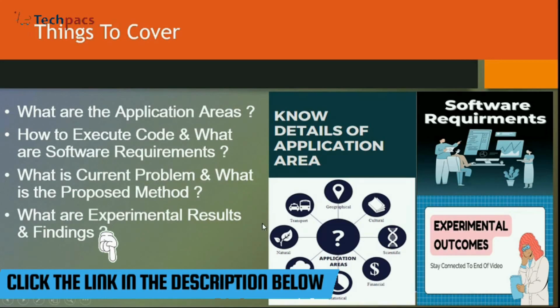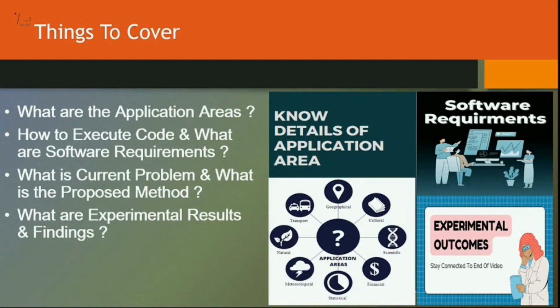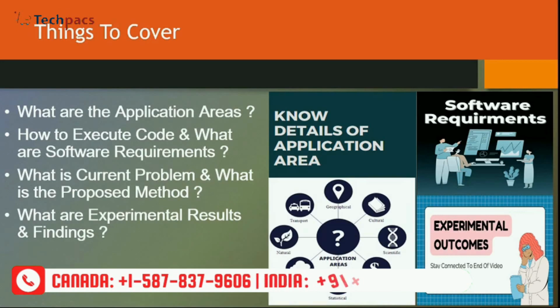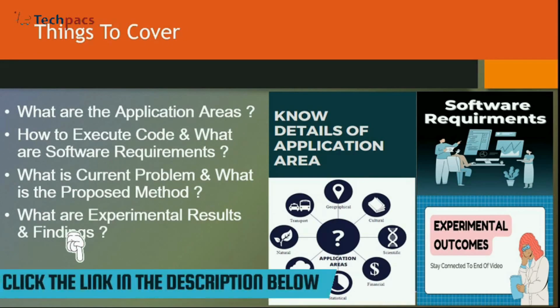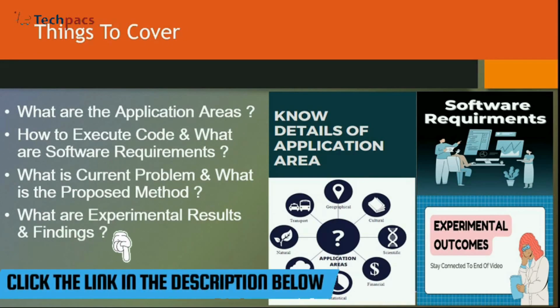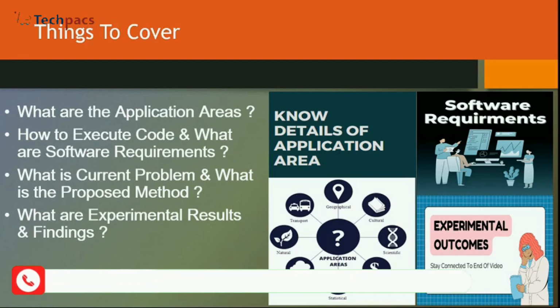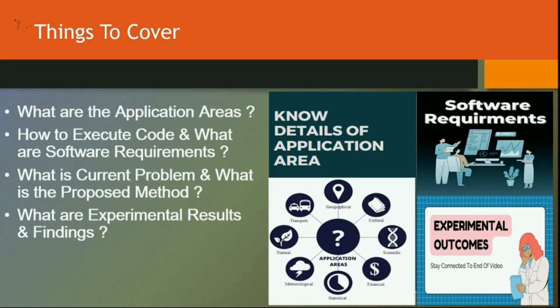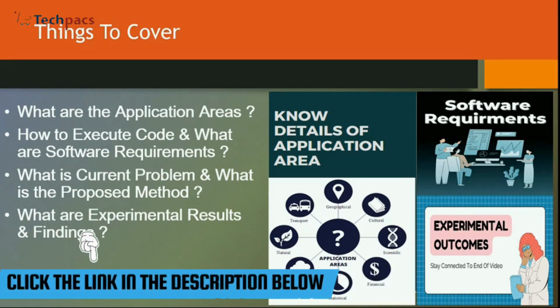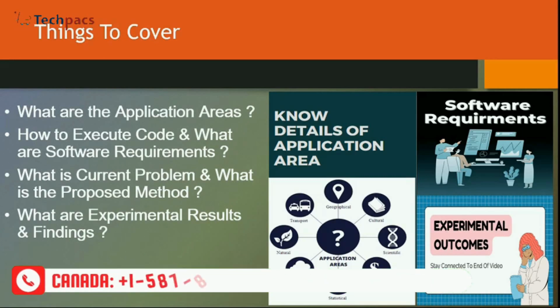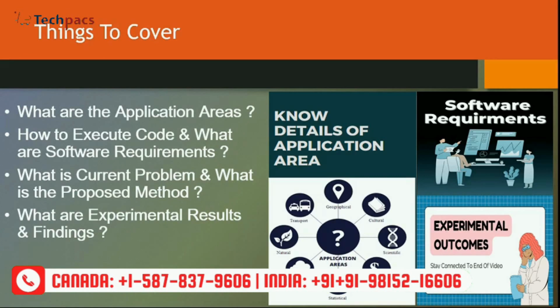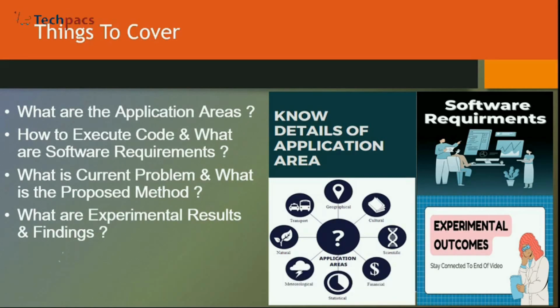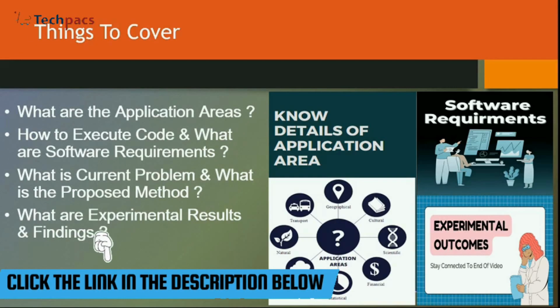In this video, we will initially discuss in which application areas this research can be implemented and what are the real-time scenarios where it is useful. Then we will talk about what code we have implemented, how to execute that code, and what are the software requirements for it. Then what are the current systems and what are the problems identified in them, and finally what we have proposed in the system. The last is what are the experimental outcomes after the simulations conducted and how our proposed system is superior to the existing system. So this will be discussed in this video.